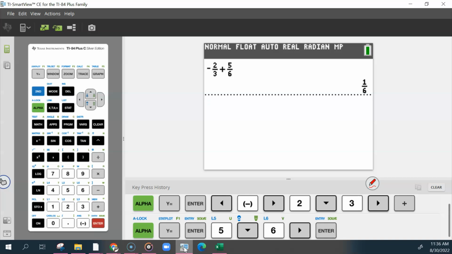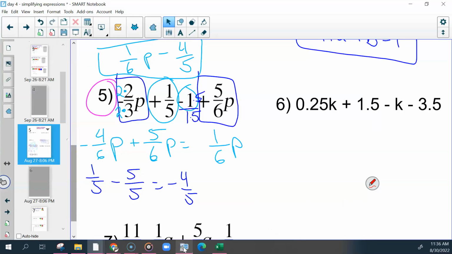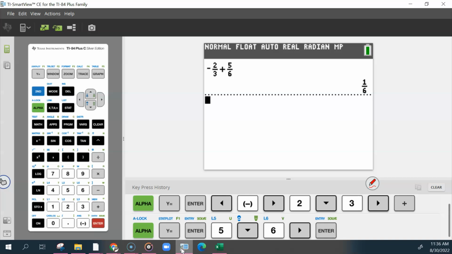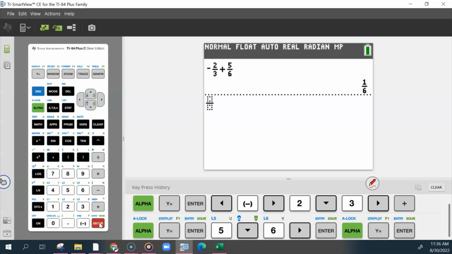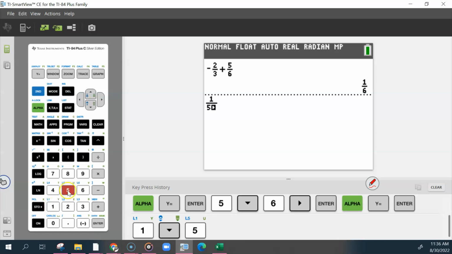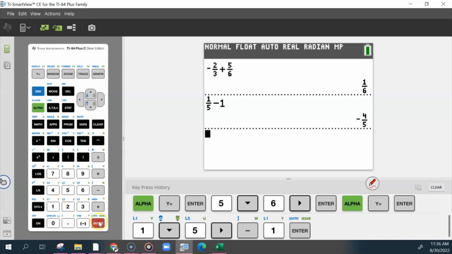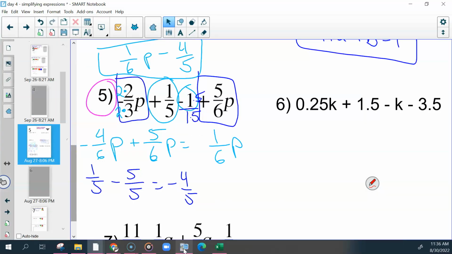Okay, I'm going to do it with the other fraction. We had 1/5 minus 1. So I'm going to go back and do alpha y equals. Go back and grab my fraction bar. Put in 1, scroll down, and 5. And then minus 1. And I can hit enter, and it will tell me what that is simplified. Right? So that's a good tool to double check yourself if you're not sure. We'll be going through more calculator decimal stuff later.